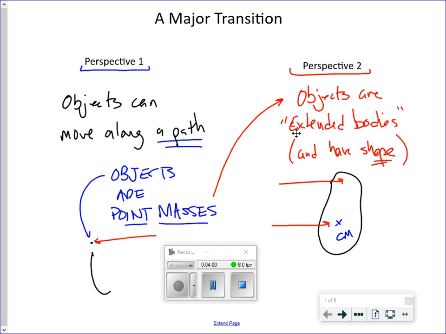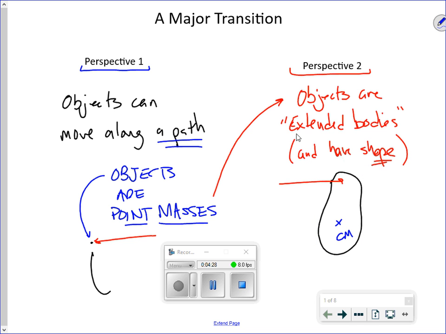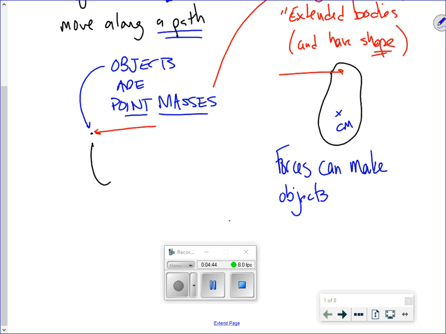And so where we apply forces to objects now makes a big difference. It has a lot to do with whether this object is going to move in a path, or whether the application of a force somewhere like that is going to do something else, like make this object rotate. That's a big transition, and we now allow for forces not just making things move in paths, but forces can make objects rotate. Maybe the force doesn't make something move along a line. Maybe a force just makes something spin.